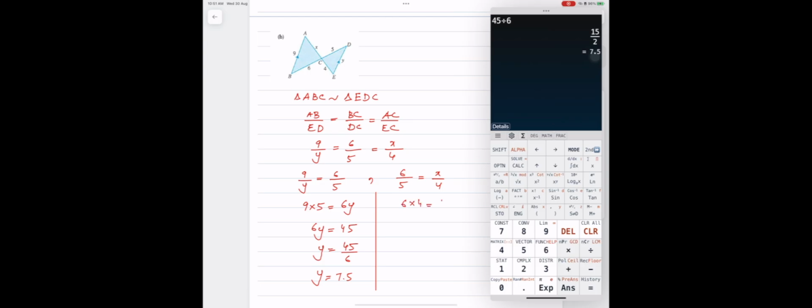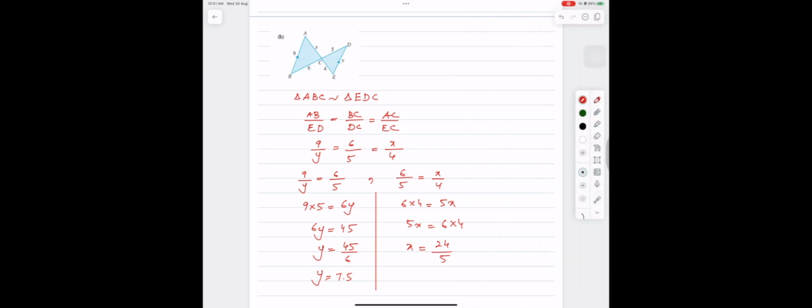Similarly, you can do cross multiplication. This is 6 times 4, which is equal to 5x, and 5x is equal to 24, or you can write 6 times 4, 24 over 5. So the value of x will be 4.8.